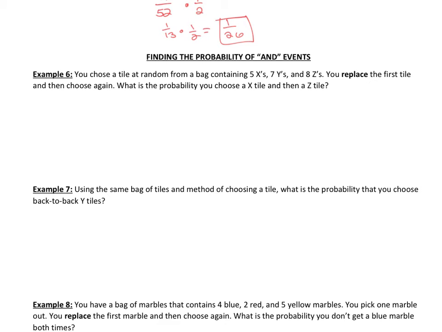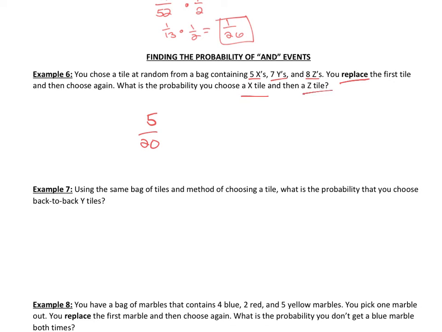Okay, example 6. You choose a tile at random from a bag containing 5 X's, 7 Y's, and 8 Z's. You replace the first tile and then choose again. What is the probability you choose an X tile and then a Z tile? So these are going to be, again, 2 different events. But the key here is they're saying you do replace it. So when we look at our first possibility of an X, that was 5 out of a total of 20. So the first chance would be 5 out of 20.